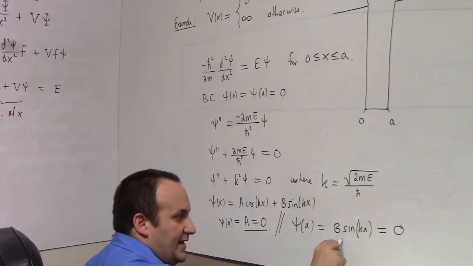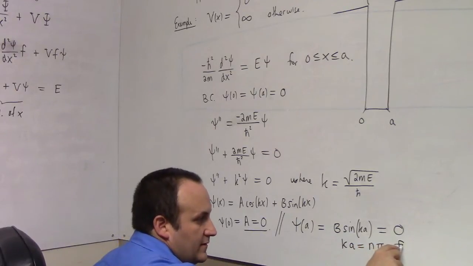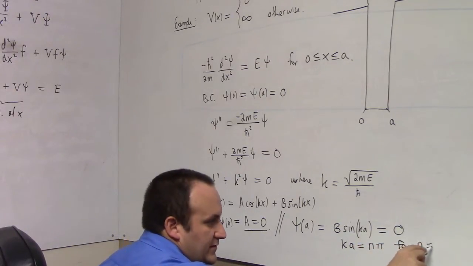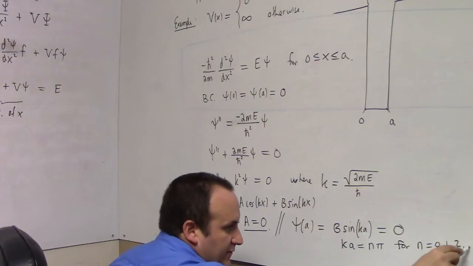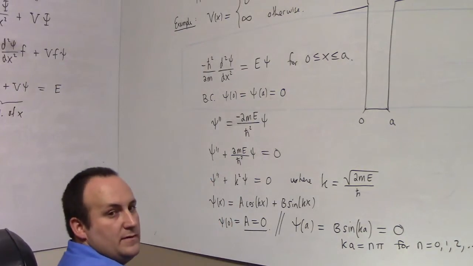So we must have that Ka is equal to what? Ka has to be equal to n pi, for some n equal to 0 or 1 or 2 or so forth.